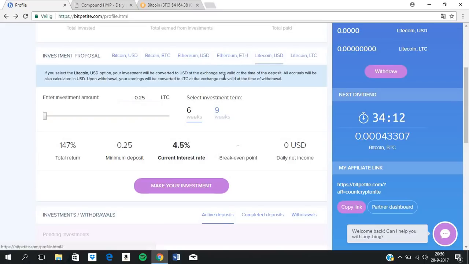That's if you have Ethereums and Litecoins. I have to say that I almost entirely work with Bitcoin, maybe a little bit of Ethereum.